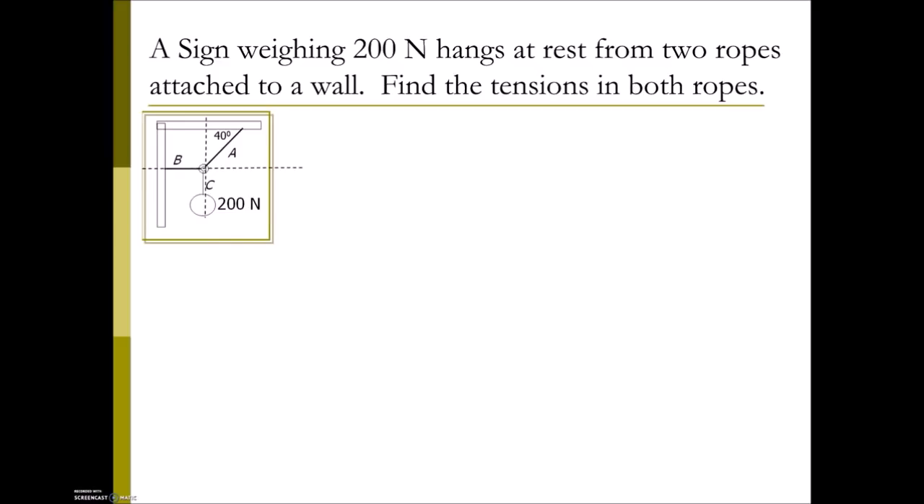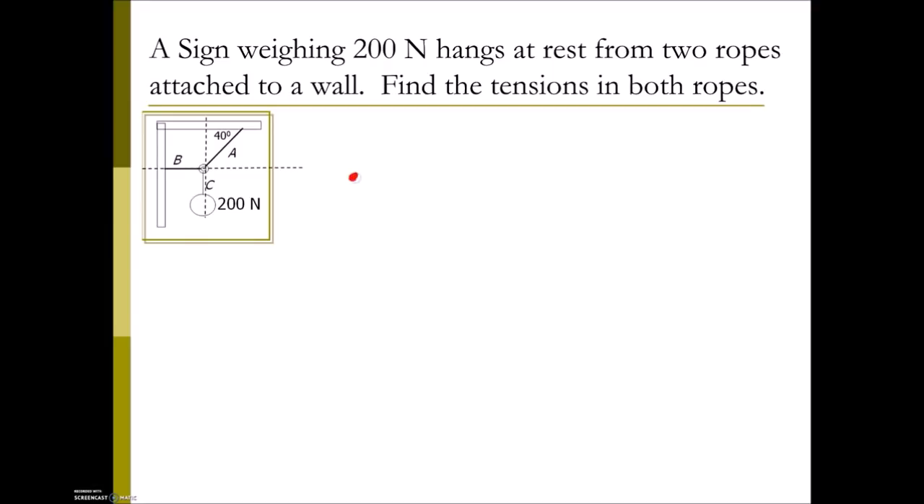It's totally horizontal. As you can see, I drew a little axis there through the center point. And then we have rope A, which is attached at a 40-degree angle from the ceiling. So remember, the first thing we're going to do, and we're going to find both tensions. So we got 2 things we got to find here. But the first thing we always do is draw our free body diagram.